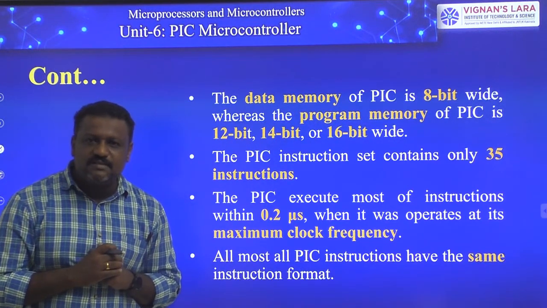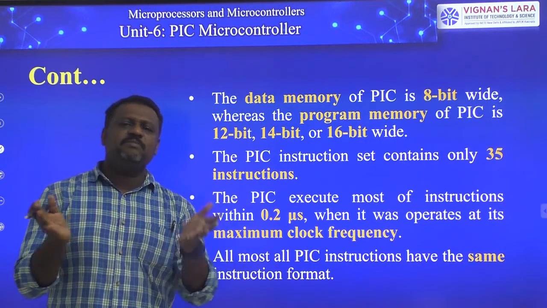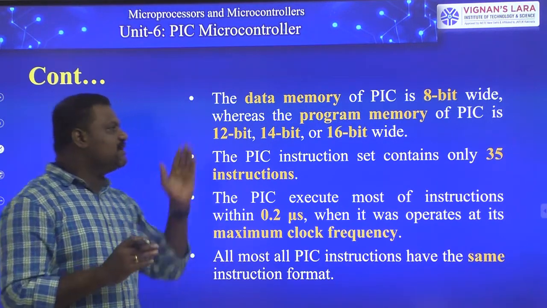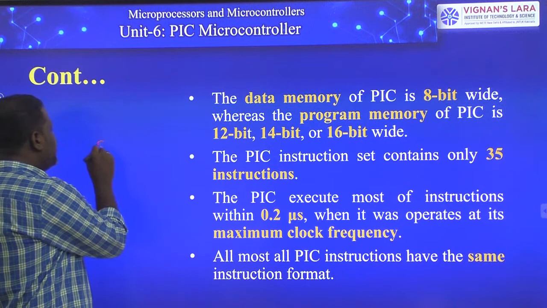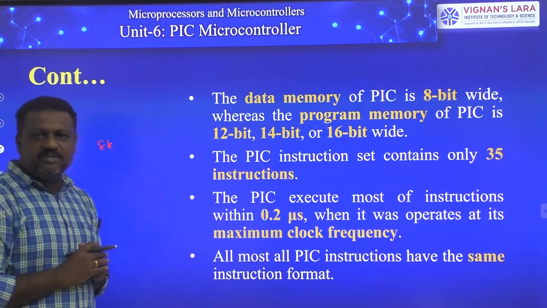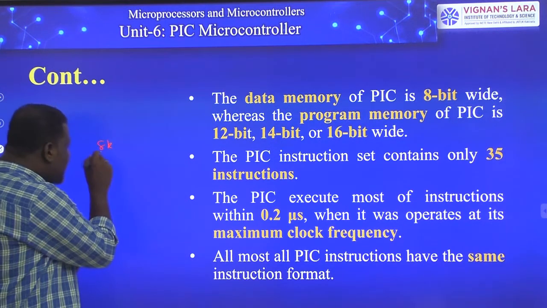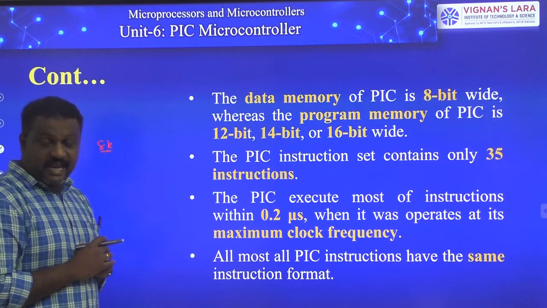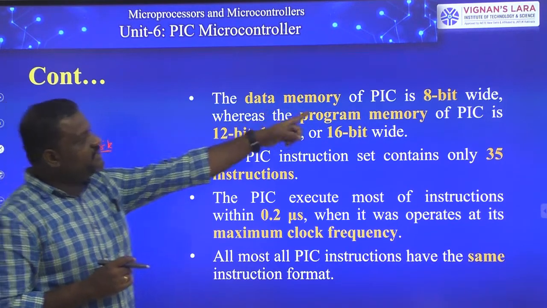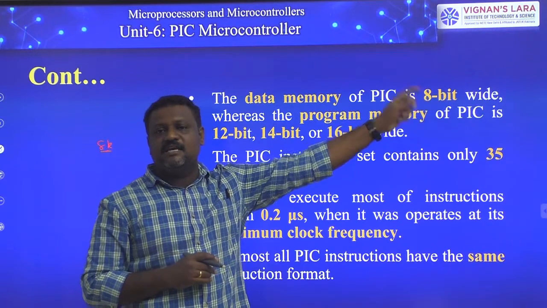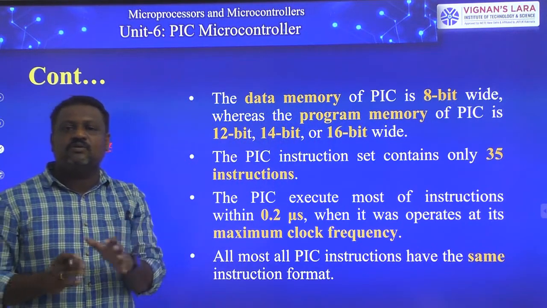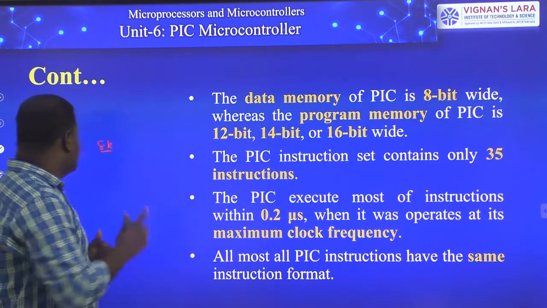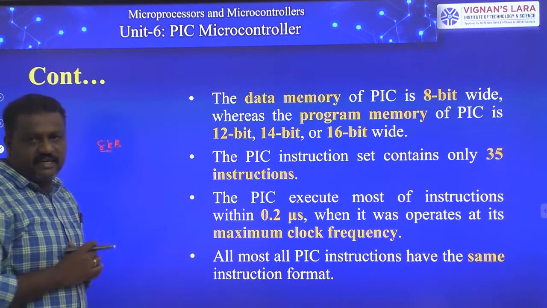What's the meaning of this? That means your data memory size can be anything. For example, my data memory is 8K. That means I have 8K locations, and here it is 8-bit wide. That indicates each and every location can hold only a byte of information. Then my memory becomes 8 KB.